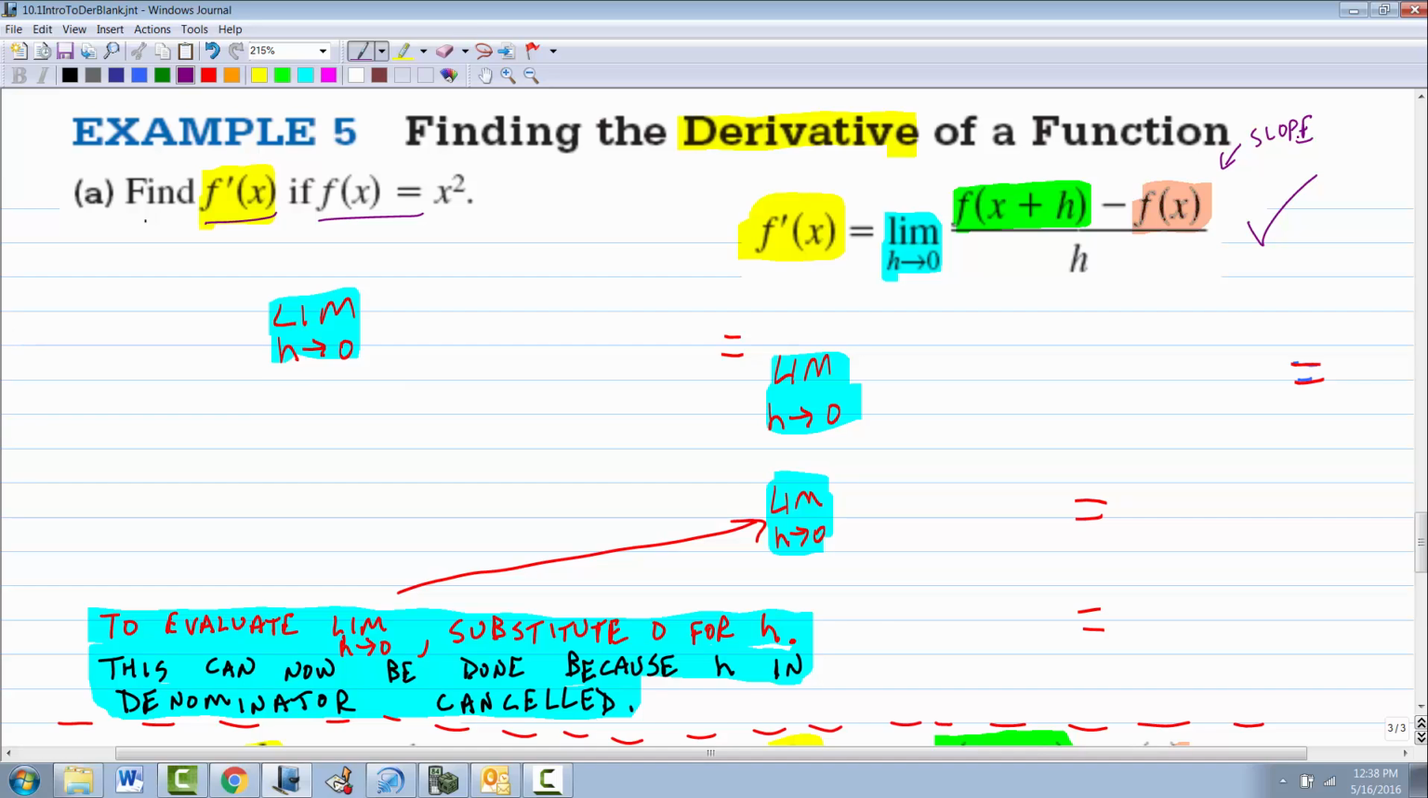All right? So all you algebraically have to do is take the limit as h approaches 0. You have to know how to fill in these parts. After what I just described, what does f of x plus h mean for this question? It means wherever there's an x, I put an x plus h in for x, minus f of x. What's f of x? Well, f of x is just x squared, all over h.